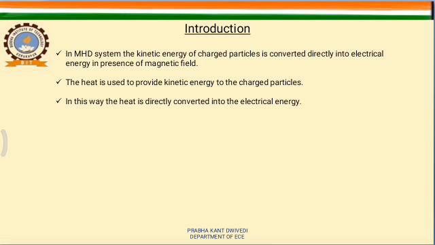In this system, kinetic energy of charged particles is converted into the electrical energy in presence of a strong magnetic field. So the charged particles gain kinetic energy from the heat. The heat is directly converted into the kinetic energy of the charged particles, and this kinetic energy is converted into the electrical energy.